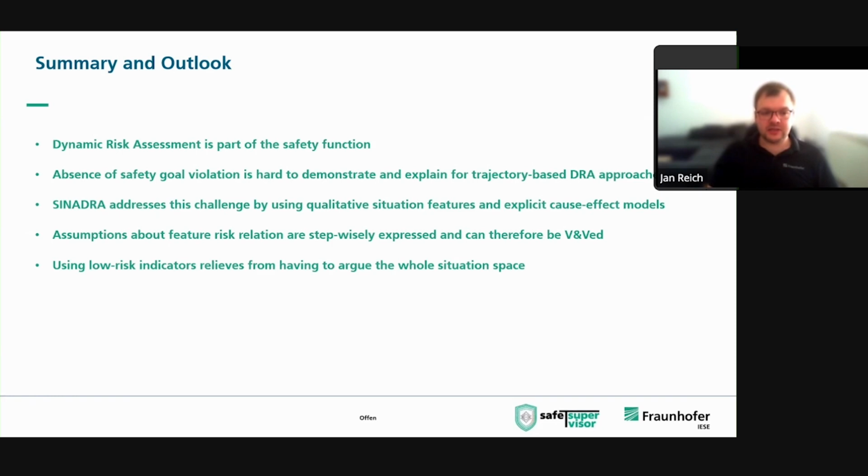And the consequence is that using these low-risk indicators relieves us from having to argue the whole situation space, because we are looking for single features that lower risk. We still have worst-case assumptions as a baseline, and if we detect that one worst-case assumption is not true in the current situation, then we can relax behavior to a slight extent. But other approaches actually try to judge the risk correctly in every situation. And this actually means that the verification and validation for the whole situation space in complex contexts is hardly possible.